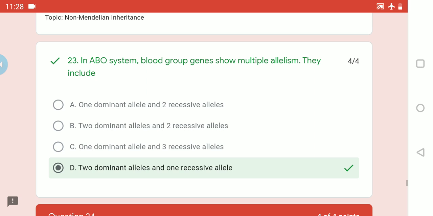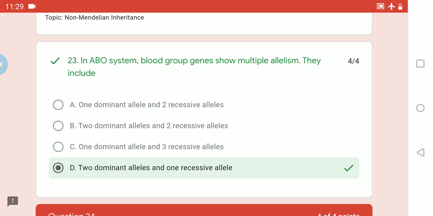The next question, here it's very easy. Just now I told you completely. In the ABO system, the blood group genes show multiple allelism. They include two dominant alleles, that is A and B, that is I to the power of A and I to the power of B, which show dominance. That's why they are responsible for codominance.